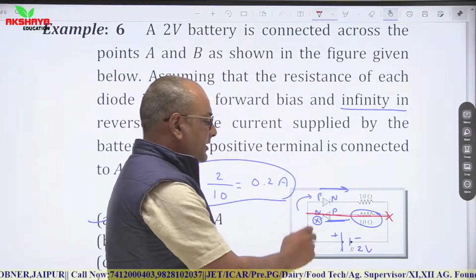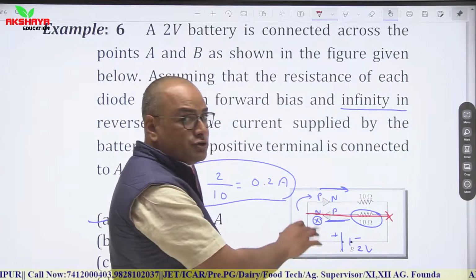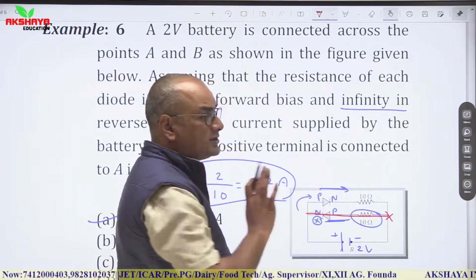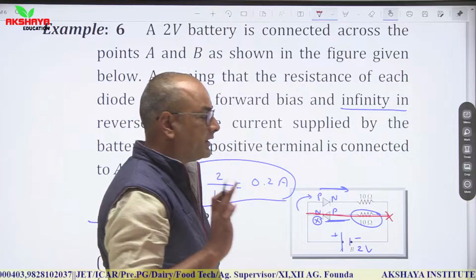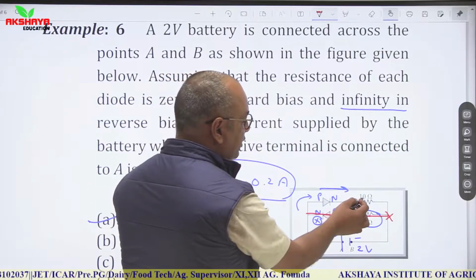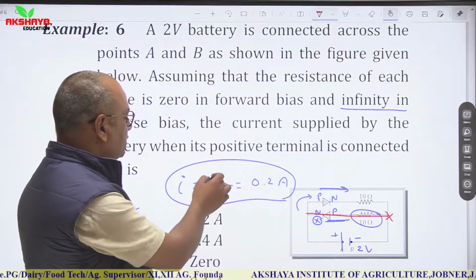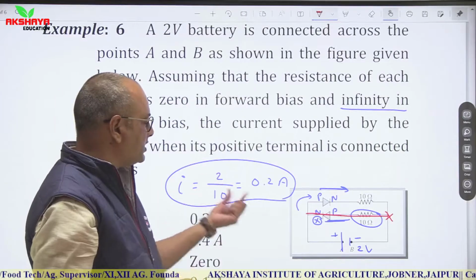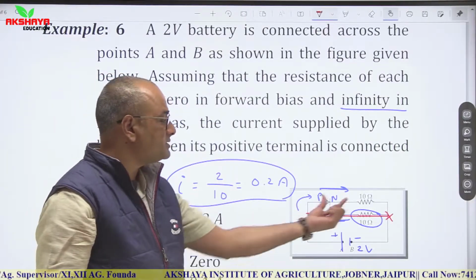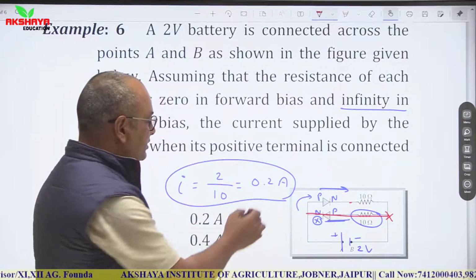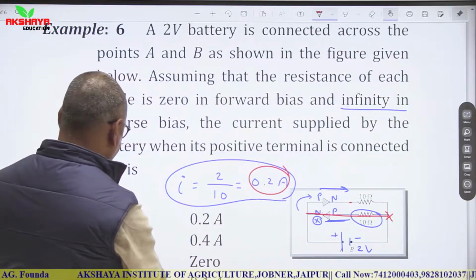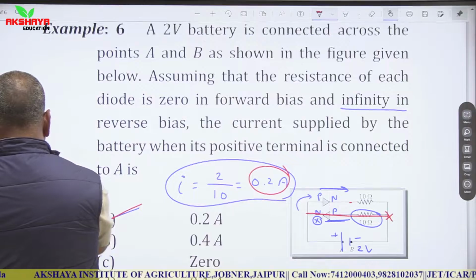Hence we can assume that this branch is not connected in the circuit as there is no flow of current. So here only the 10 ohm resistance and a source are connected. So we will use the relation I is equal to V upon R. V is given as 2 volt and resistance is 10 ohms. So it is 0.2 ampere. So option number A is correct.